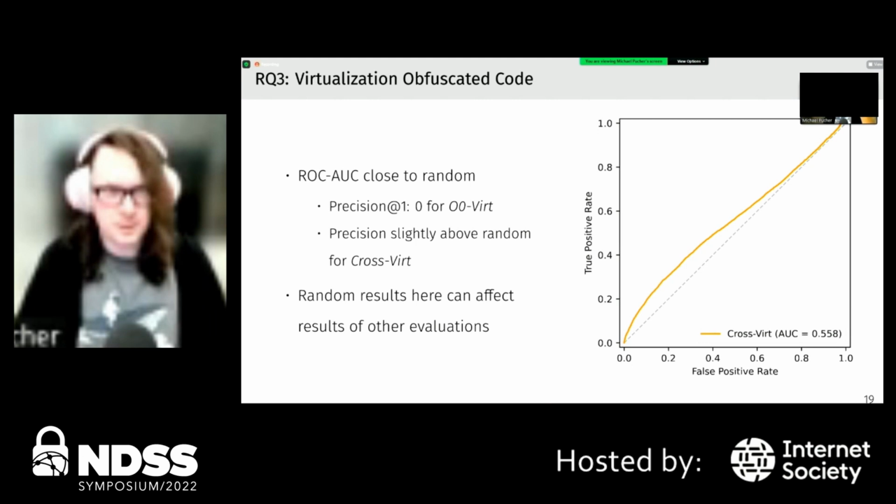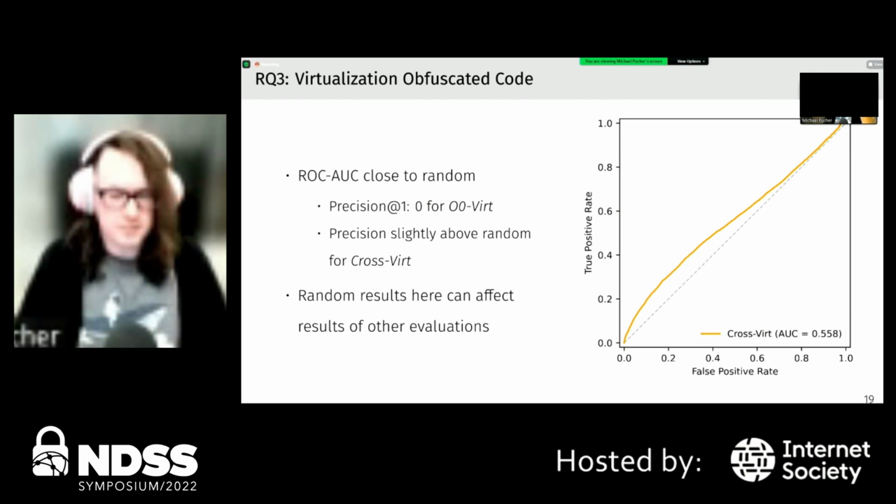For our third research question, when we take a look at the virtualization obfuscated code, we again had issues. We took a look at what was going on. We saw that our classification performance is close to random, or basically random, when we look at the function search, where we got 0 for precision. It's slightly non-random if we account for function clones between virtualized code. That is, we have two versions of the same code virtualized two different times. This gives us some results, but still not really worth mentioning.